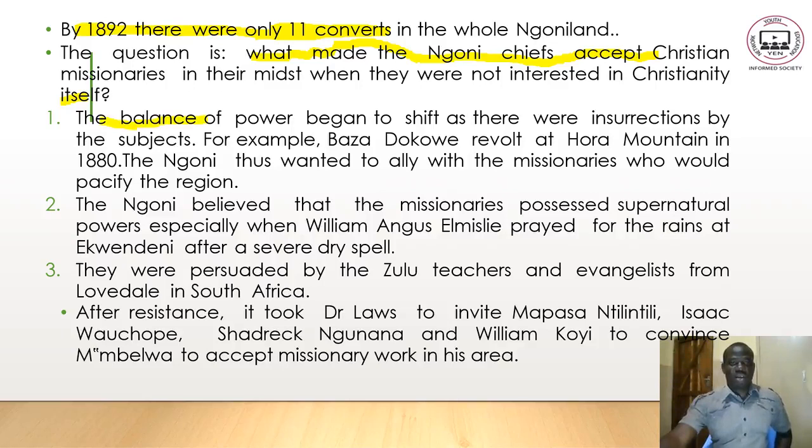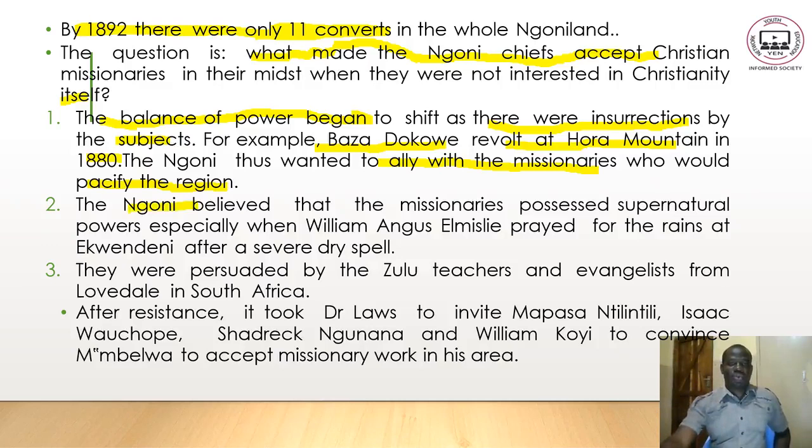Number one was the balance of power began to shift as they were insurrected by their subjects. For example, Baza Dokowe, he revolted at Hora Mountain in 1880. So the Nguni or the Ngoni, they wanted to ally with the missionaries who would pacify the region. So the Ngoni themselves, they were experiencing some rebellion. So they wanted at least the missionaries to pacify the area.